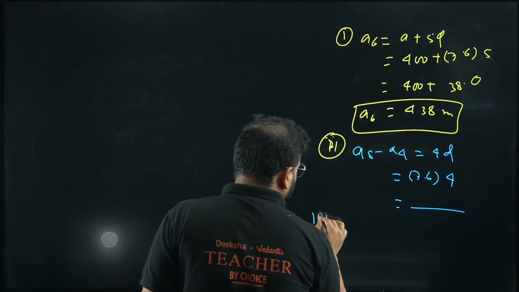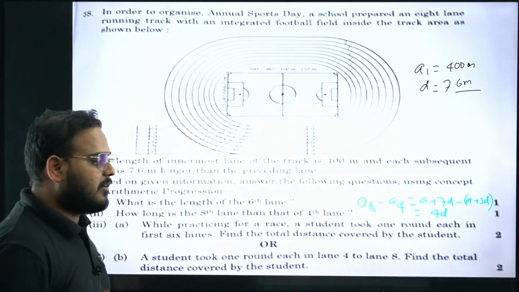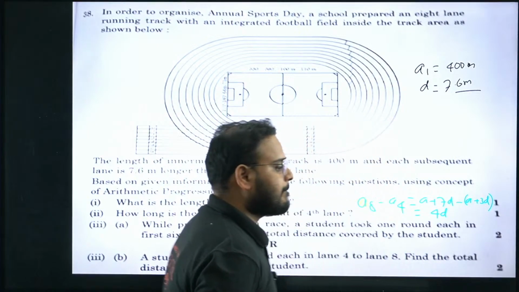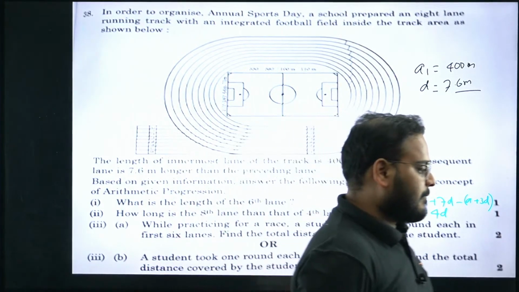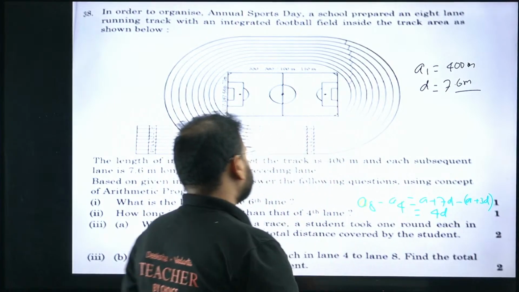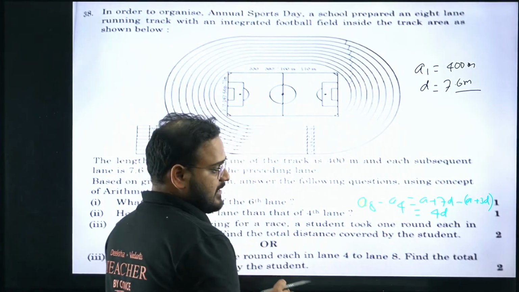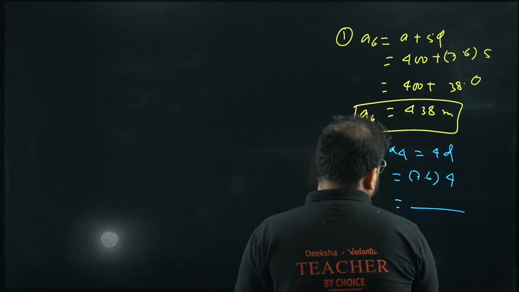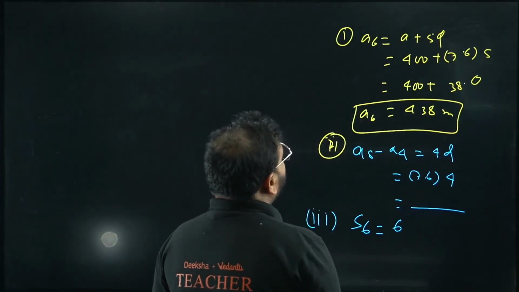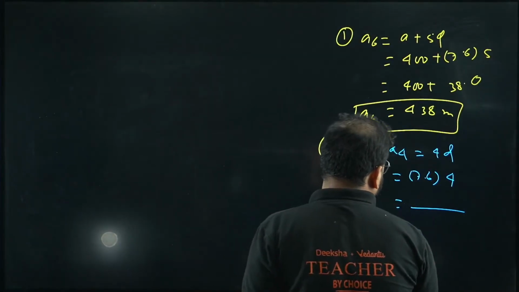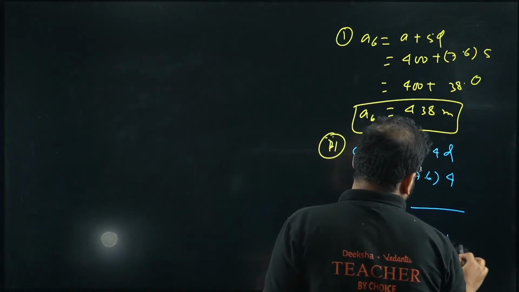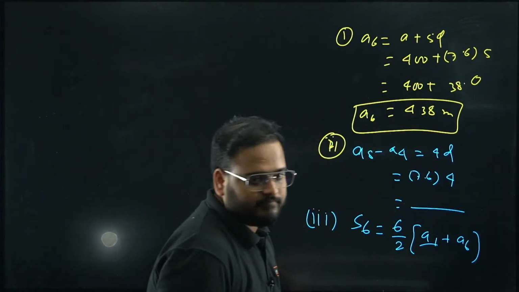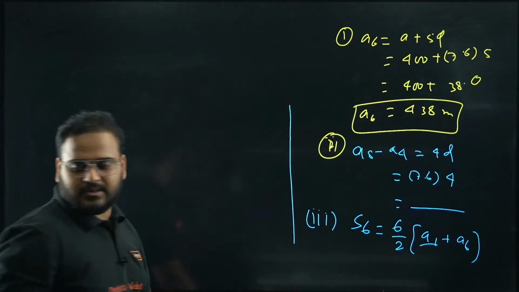For part 3, have a look at what we have here. It says while practicing for a race, a student took one round each in the first 6 lanes. Find the total distance covered by the student. Basically they're asking for the S6 value. How can you find that? Simply 6 upon 2 times A1 plus A6. You have the A1 value, 400. You also have the A6 value. So please solve it from here. Part 3 also is very, very simple. I hope this is clear.